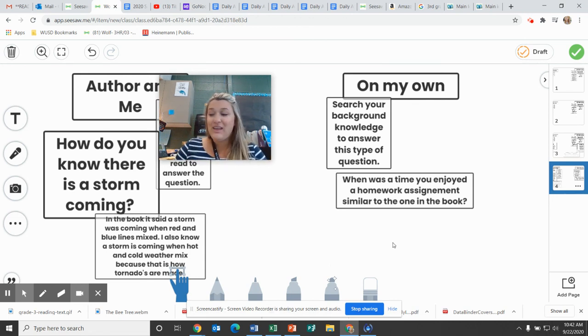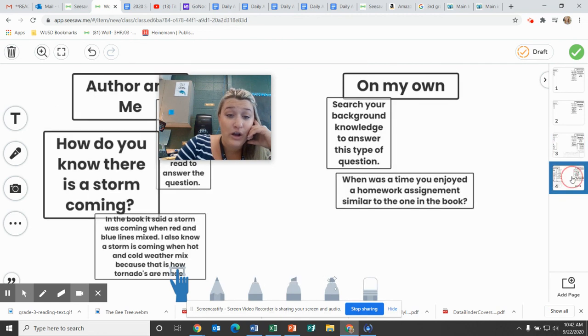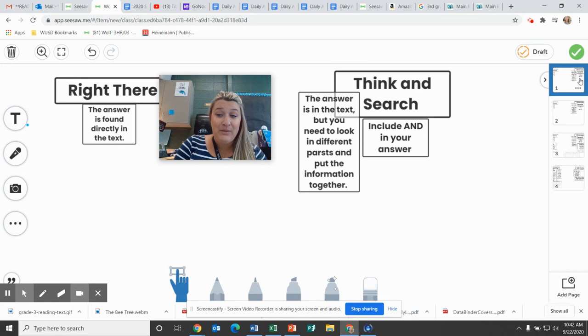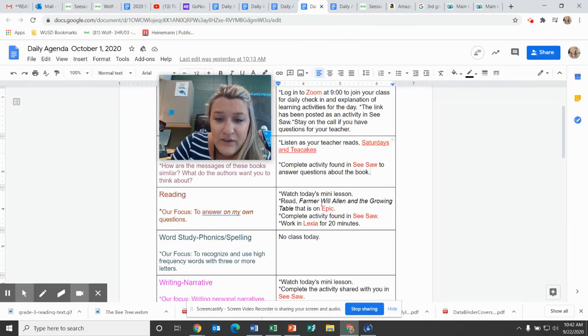Sound good? Then we have assigned a book for you to read in Seesaw, and you get to start to think about how you would answer all of these questions. Because tomorrow you have to answer all of these 4 different types of questions based off a book. So today's like your review day. You're going to read the book in Seesaw that we assigned to you, which is Farmer Will Allen and the Growing Table. You get to read that today and prepare yourself.